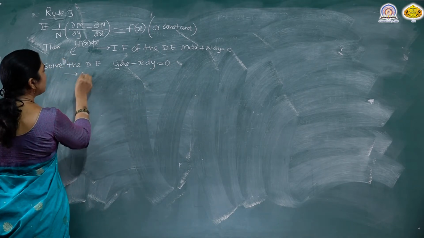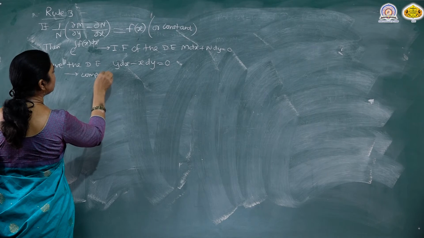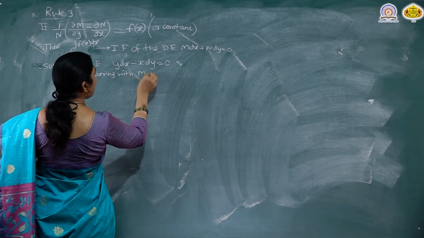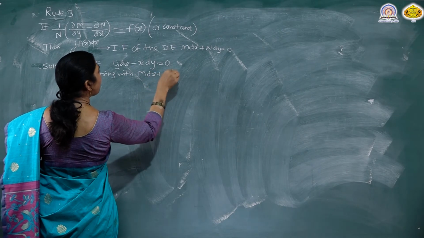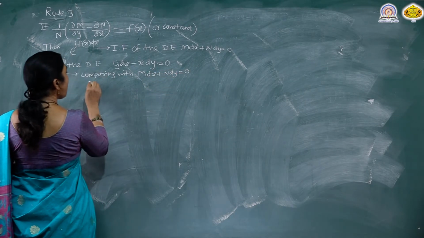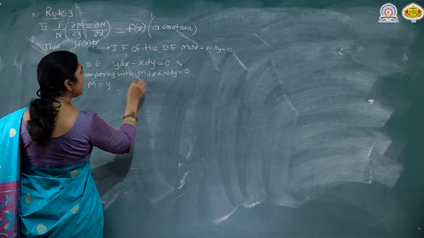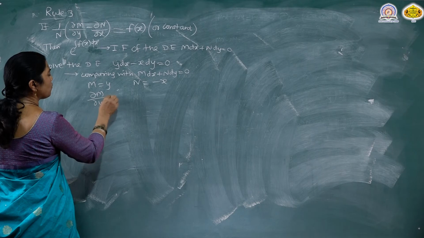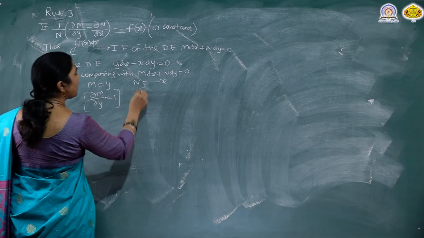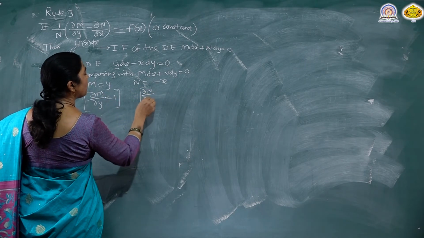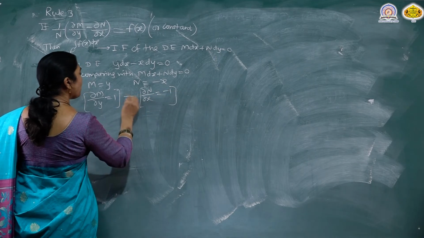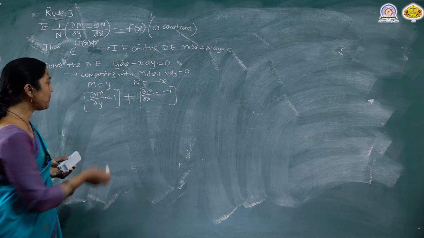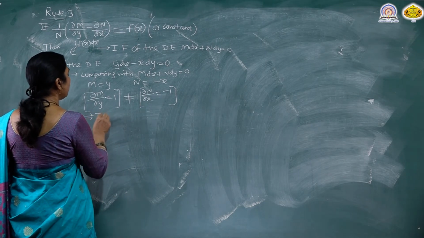Compare this equation with M dx plus N dy equal to 0. M becomes y, N is equal to minus x. So ∂M/∂y is equal to 1 and ∂N/∂x is equal to minus 1. That is, ∂M/∂y is not equal to ∂N/∂x, which implies that this equation is not exact.